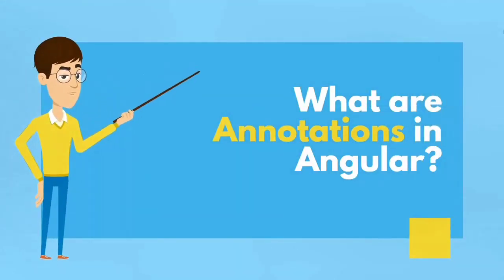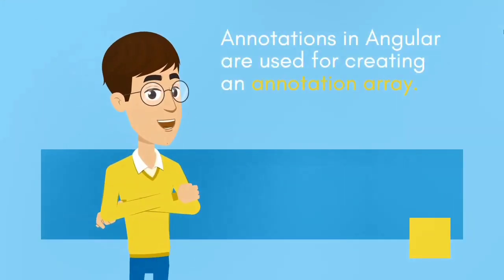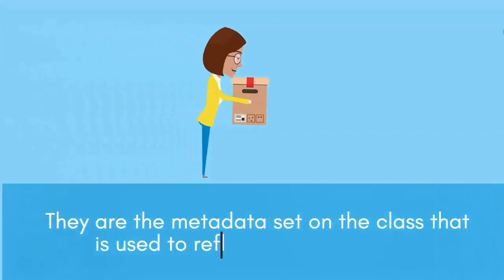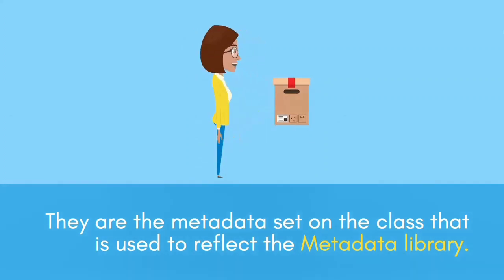What are annotations in Angular? Annotations in Angular are used for creating an annotation array. They are the metadata set on the class that is used to reflect the metadata library.